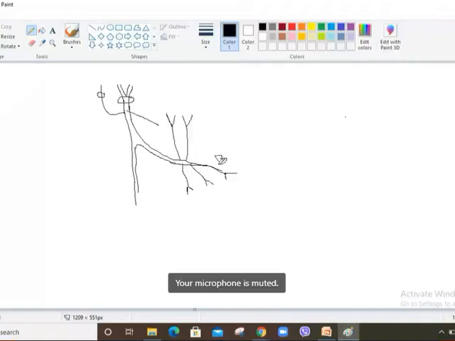These are the buccal nerve, nerve to lateral pterygoid, nerve to masseter, masseteric nerve, and the deep temporal nerve. These are the anterior division of the mandibular nerve.